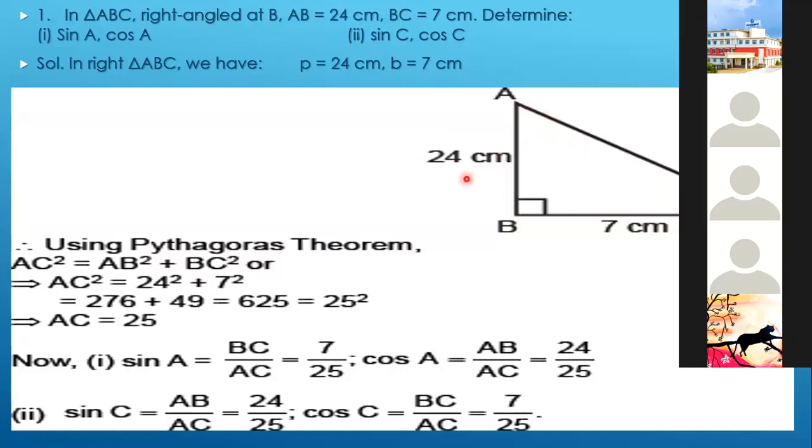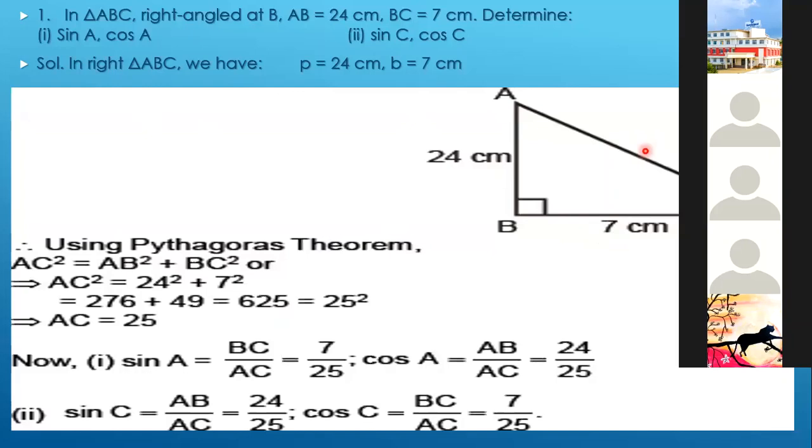24 square is 576. 7 square is 49. So 24 square plus 7 square is nothing but 625. So AC square is 625. AC value is 25. Once we got the AC value, for angle A, for sin A first we'll find out. Sin A is opposite by hypotenuse. For sin A, the opposite is 7, hypotenuse is 25. So sin A is 7 divided by 25.